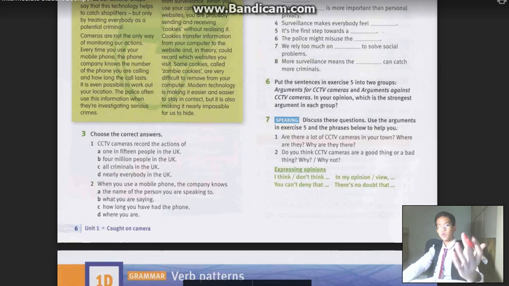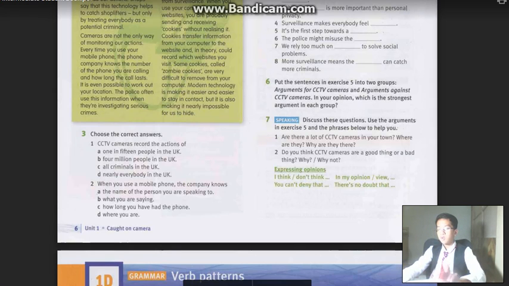So this exercise gives us 4 choices for each question. That means inside it there are 4 answers for each choice. Then you have to circle whether it is A or B or C or D to answer question 1, 2, 3, and 4.